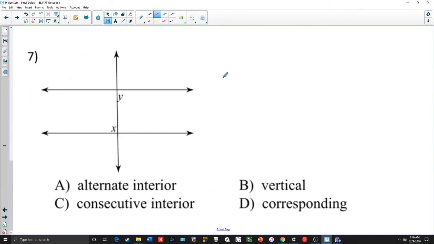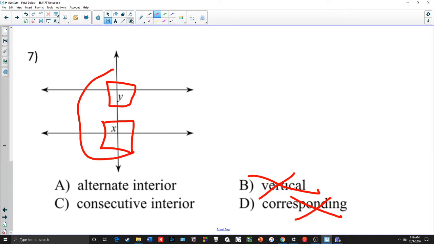The last one here, as we just said, we can probably think about this too. Again, vertical, they don't make an X shape. Corresponding, again, if we box in our Y, box in our X, X is in the upper left, Y is in the lower left, so it's not corresponding. So it has to be either, whoops, try that again. It has to be either consecutive or alternate.